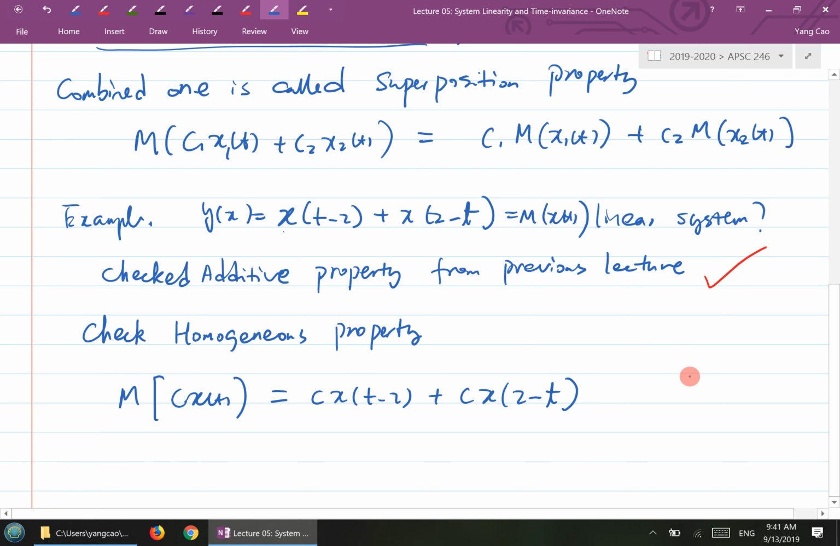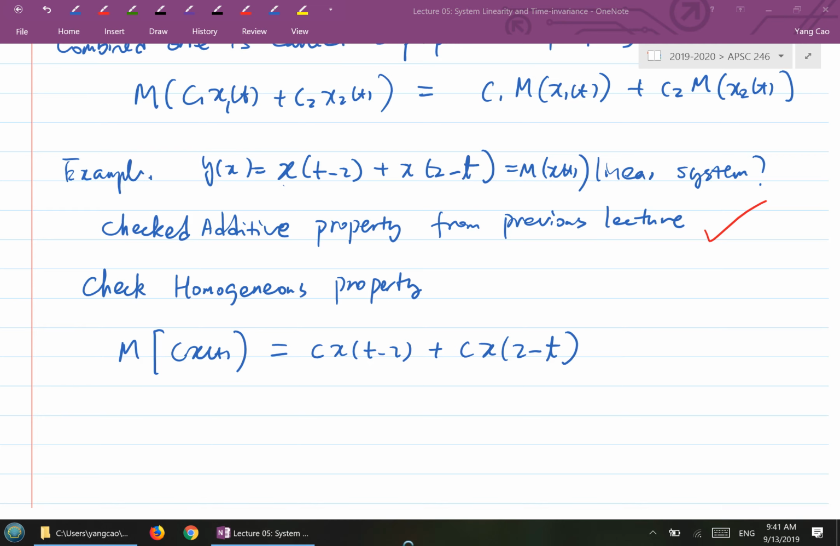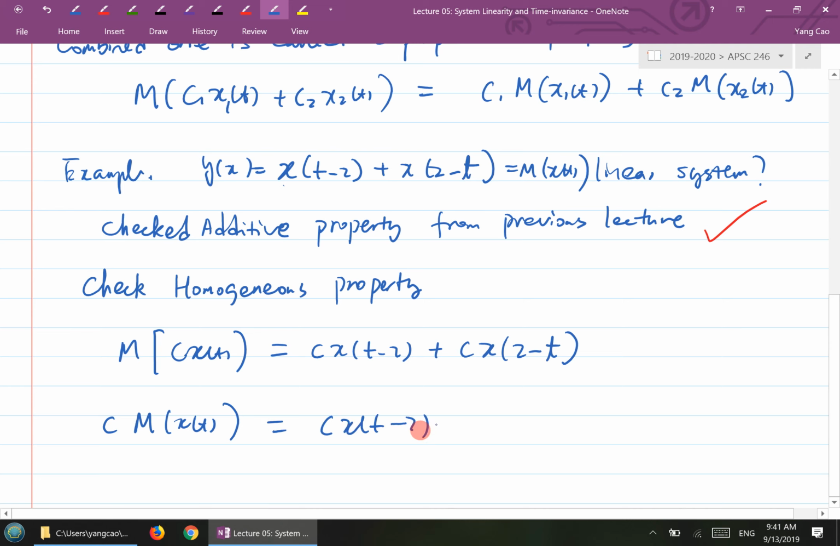So that's the left side of the homogeneous property, and then we look at the right side, which is c times M of x of t, and that seems to be also very straightforward. You're just using c times the original output. Of course, in this case, they are literally the same. So the homogeneous property is checked. Both properties checked out. Then you can draw a conclusion that the system is a linear system.